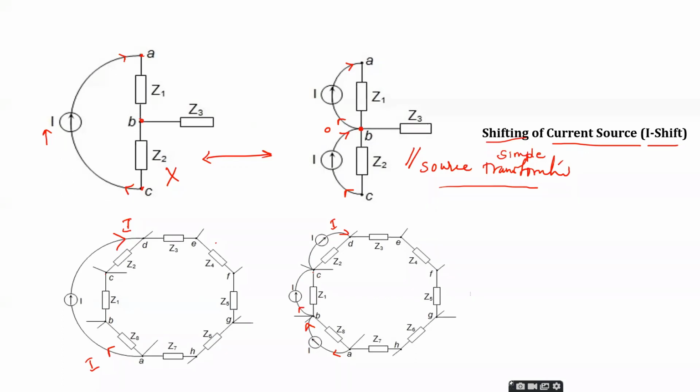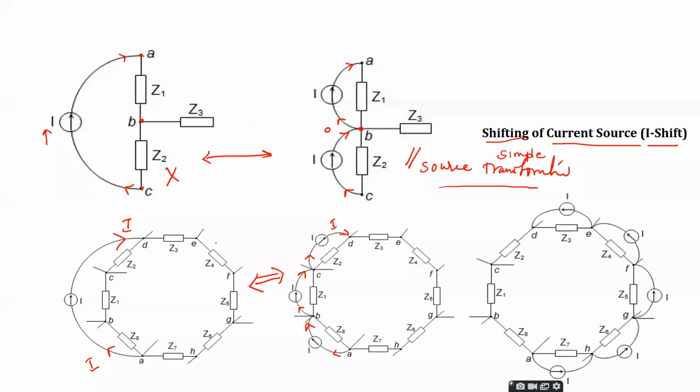Then consider C: I current is entering, I current is leaving. Apply KCL at node C. The net current of I at node C is 0. So these two circuits are one and the same. The advantage of this is we can apply source transformation. After applying source transformation, complex networks can be reduced to a simple form.